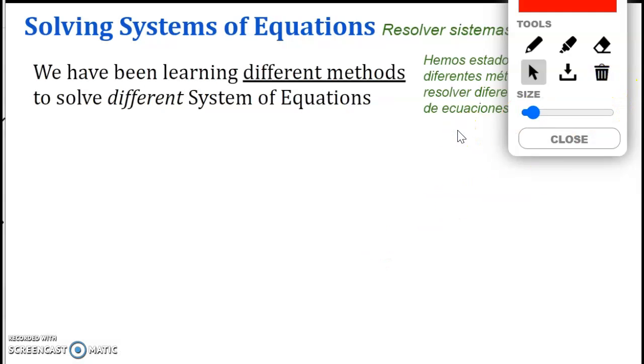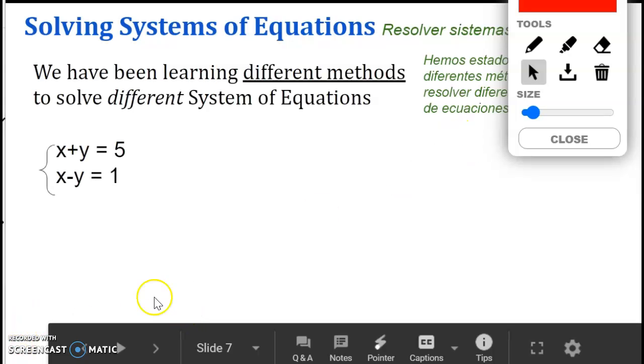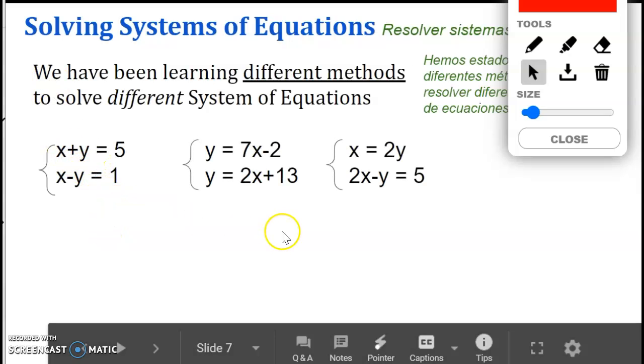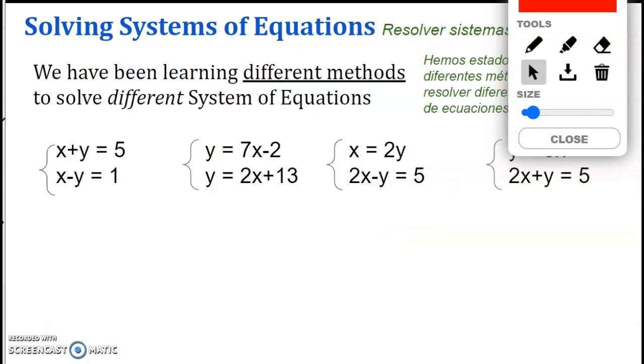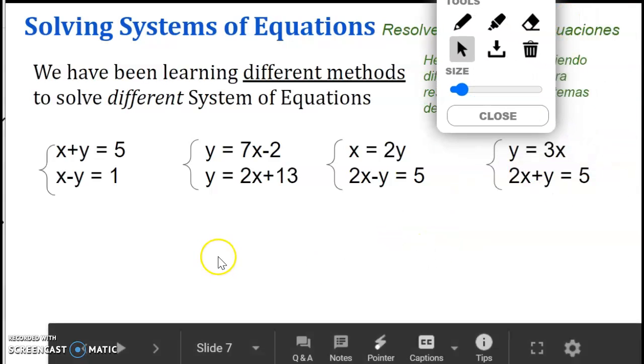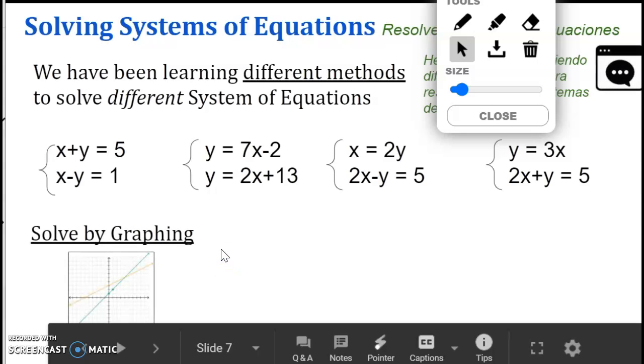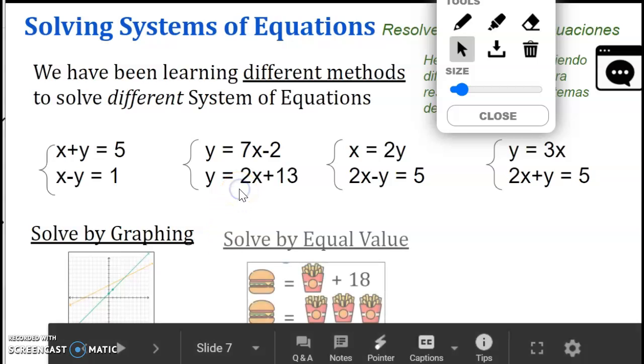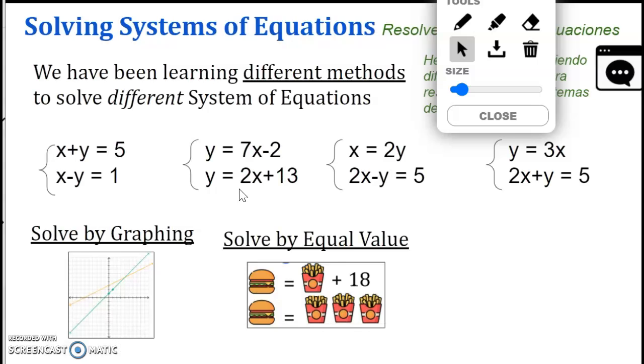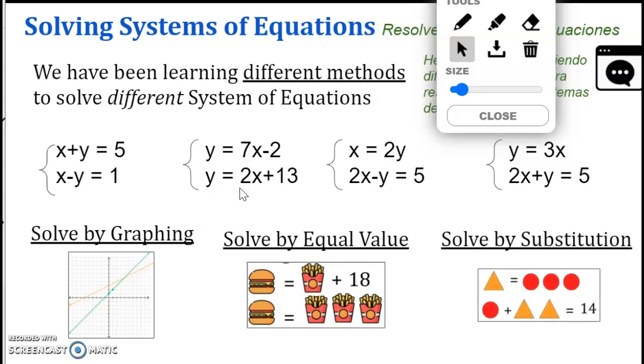We have been learning different methods to solve different systems of equations. So if I had this equation, another equation like this, another, or another, like so. Okay, I have 4 different types of equation. We've learned many different methods. So we've learned to solve by graphing. We've learned solve by equal value. Remember the beef burger and the French fries. And then solve by substitution. That was the triangles and circles.